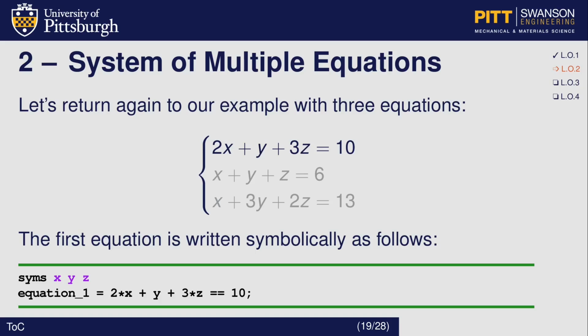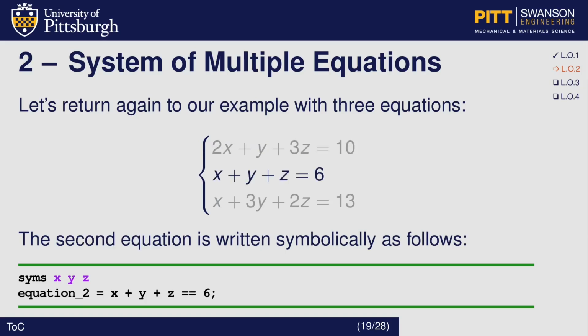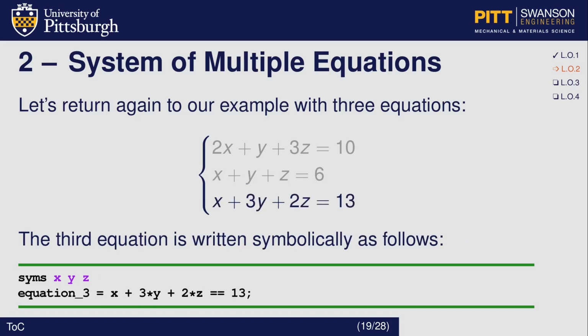Equation 1 is set to 2 times x plus y plus 3 times z equals 10. The second equation is written the same way as the equation in math. Equation 2 is set to x plus y plus z equals 6. And the third equation is the same. Equation 3 equals x plus 3 times y plus 2 times z equals 13.